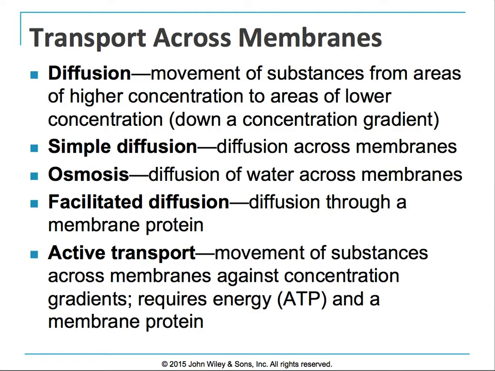So in the example of active transport, the substance is moving from low concentration to high concentration, which is a lot more difficult than moving down the concentration gradient. So because it's more difficult, it requires energy, also known as ATP, and a membrane protein to help move it from an area of low concentration to an area of high concentration.